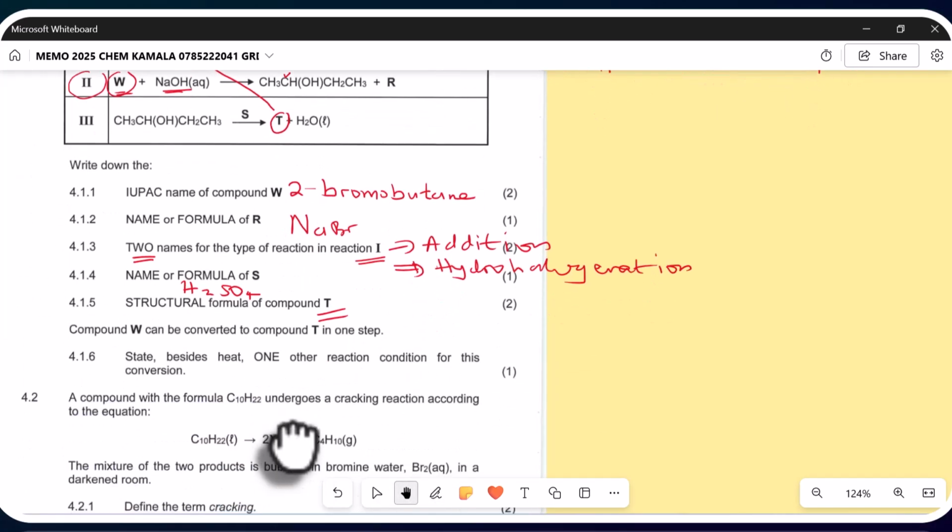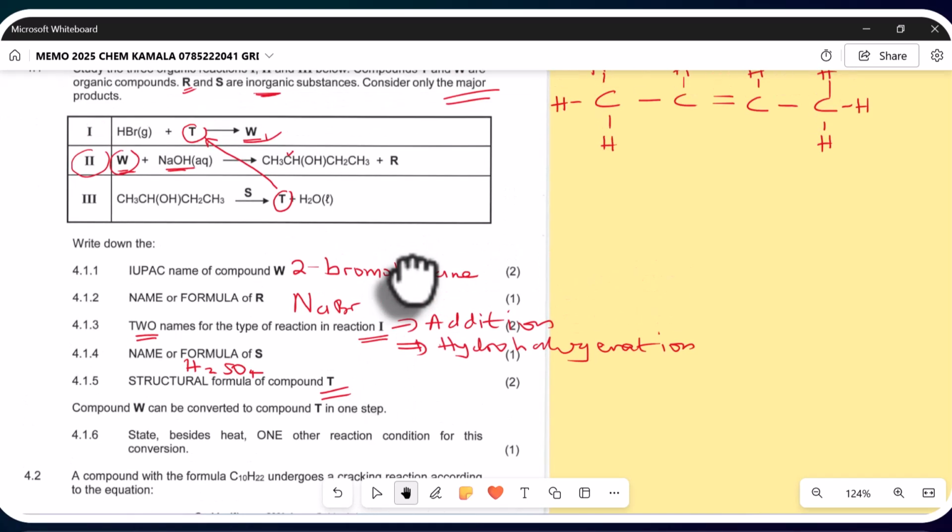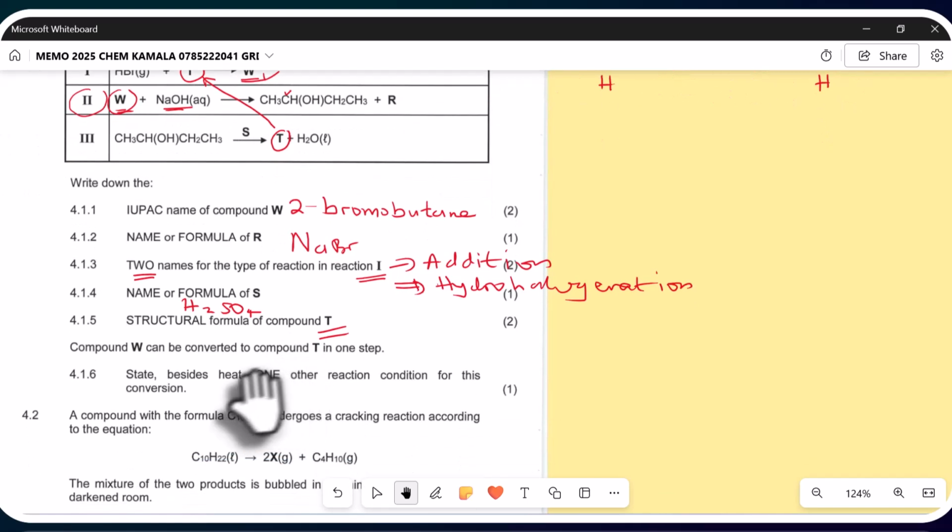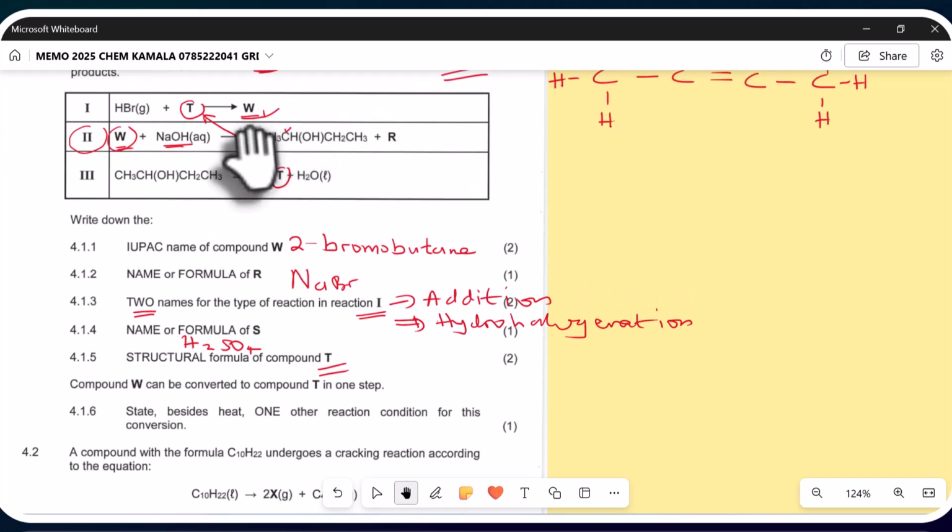So what is cracking? Do you know how to define cracking? You must know your definitions. Cracking is defined as the chemical process in which longer chain hydrocarbon molecules are broken down to shorter, more useful molecules. I repeat, cracking is defined as the process in which the longer chain hydrocarbon molecules are broken down to shorter, more useful molecules. I hope you heard me.